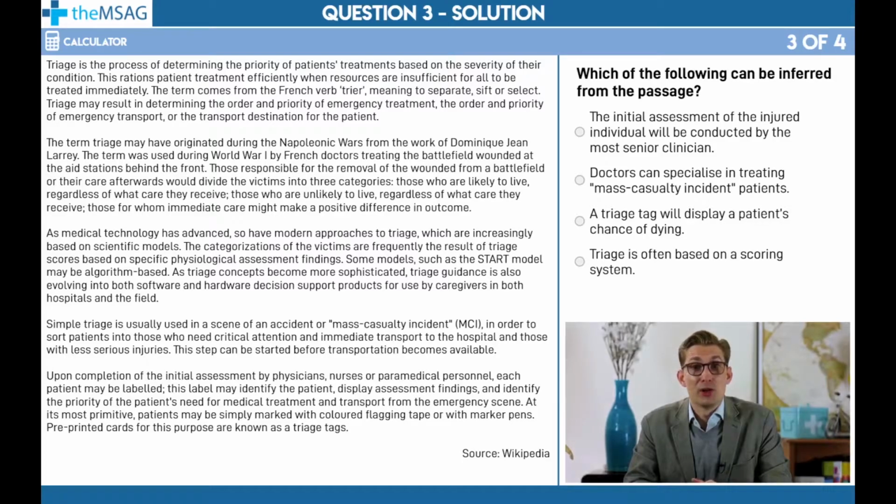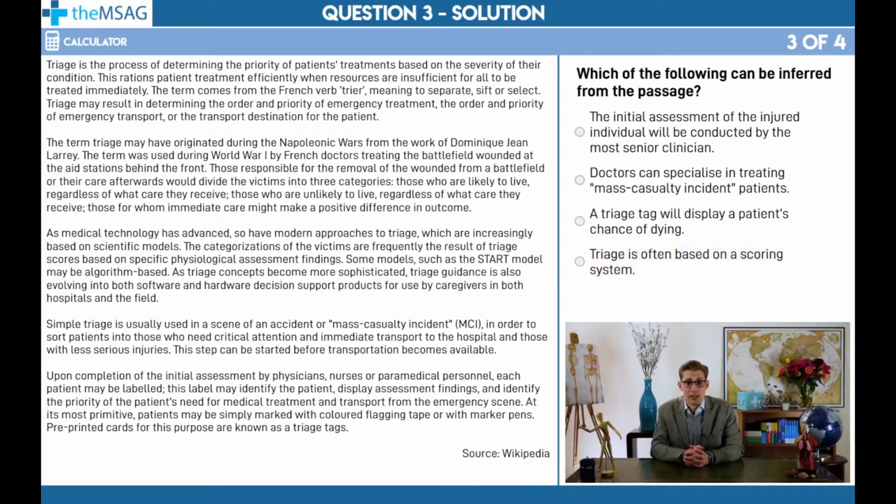Question 3. Which of the following can be inferred from the passage? A. The initial assessment of the injured individual will be conducted by the most senior clinician. B. Doctors can specialise in treating mass casualty incident patients. C. A triage tag will display a patient's chances of dying. D. Triage is often based on a scoring system.